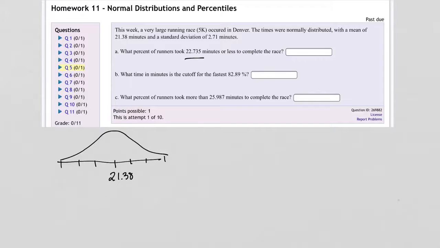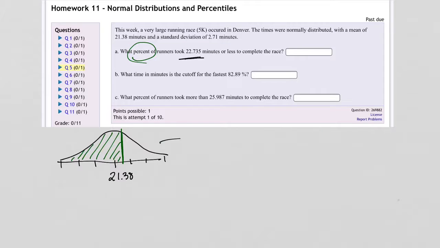And so this question, when we say what percentage took that time or less to complete the race, this is a number, 22.73, that's somewhere about here. It's not a full standard deviation bigger. It's sort of in the middle. And so when we say what percent of runners, we're really starting to talk about this area here. What's the area that's less than 22.73 on this graph?